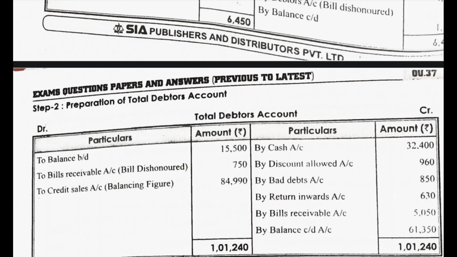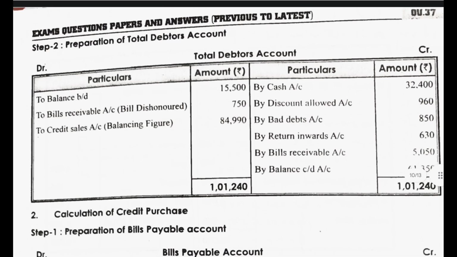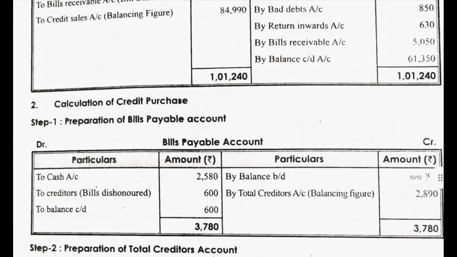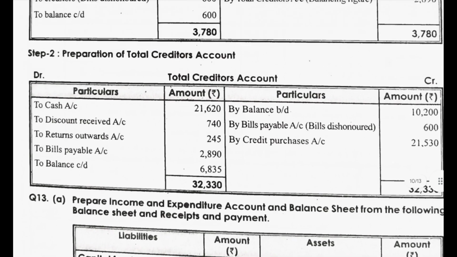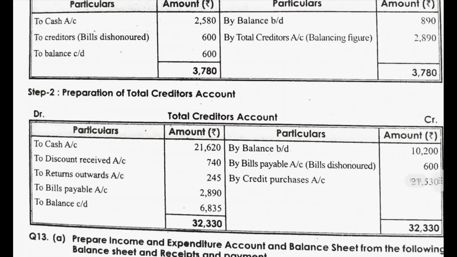Same way we have to prepare bills payable. Four steps we have to do. Now credit purchase we have to find out. So for the credit purchase, first we have to prepare bills payable account, then total creditors account. In total creditors account we will get the credit purchase. So in these four steps you can easily find the credit sale and credit purchase.